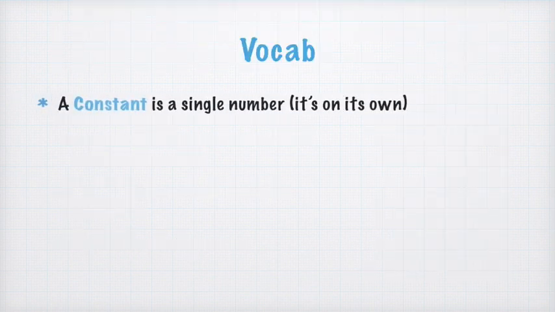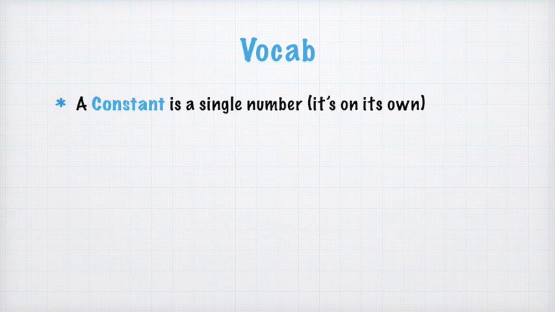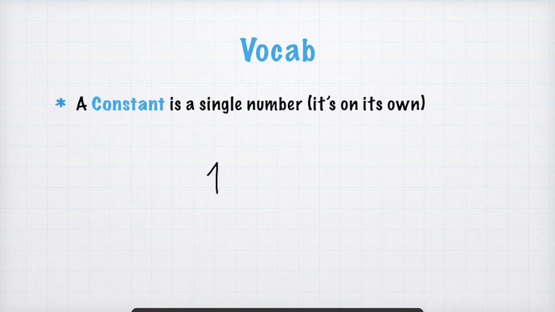Our first vocab is a constant, and a constant is a single number all on its own. A way to remember this, you can think of Beyonce, and she is a constant of the universe, and she also sang Single Ladies. So just remember that constants are single numbers. An example of a constant, my favorite one, is a 1. You can also have some other fun ones, such as 2020 or 42. And all of these are constants because they are numbers all on their own, and they will never change. 1 will always be equal to 1.